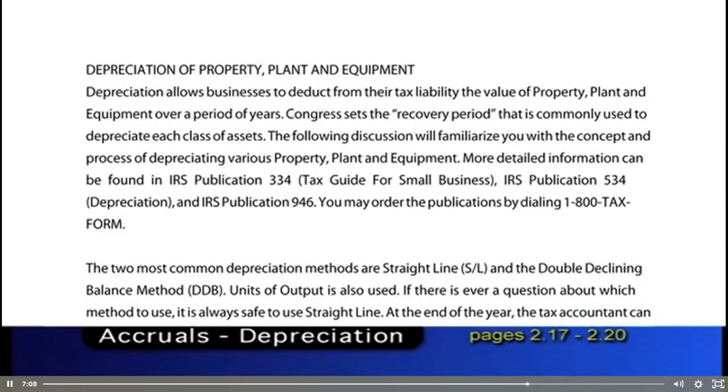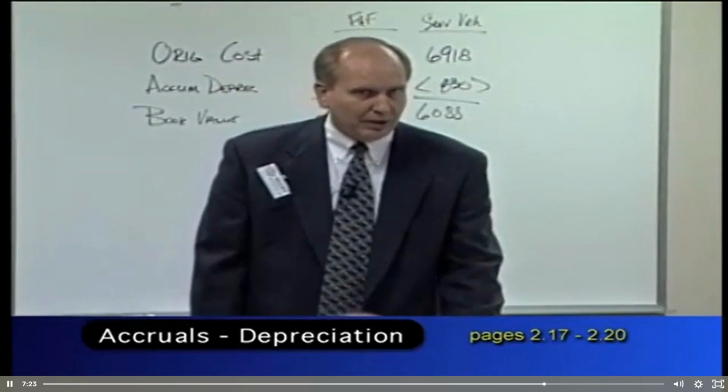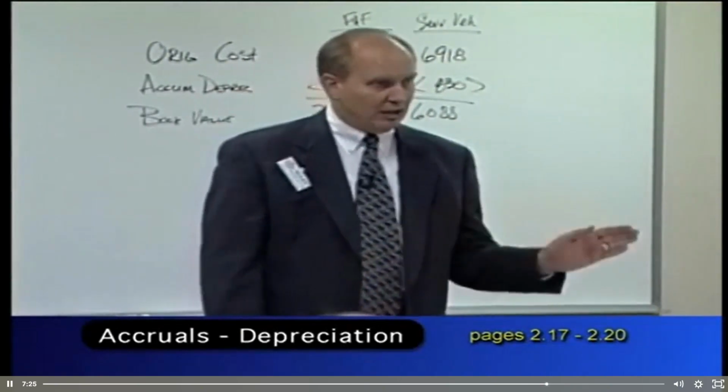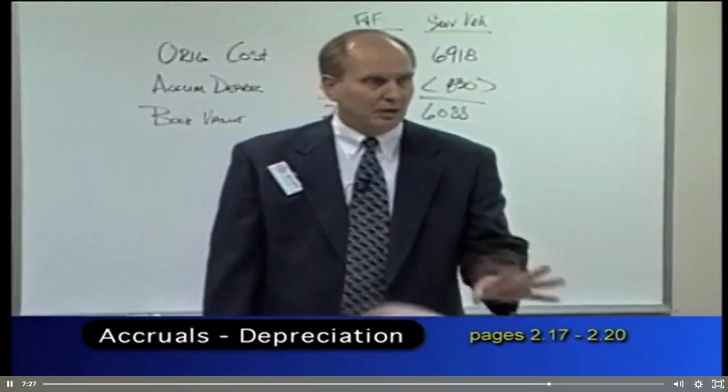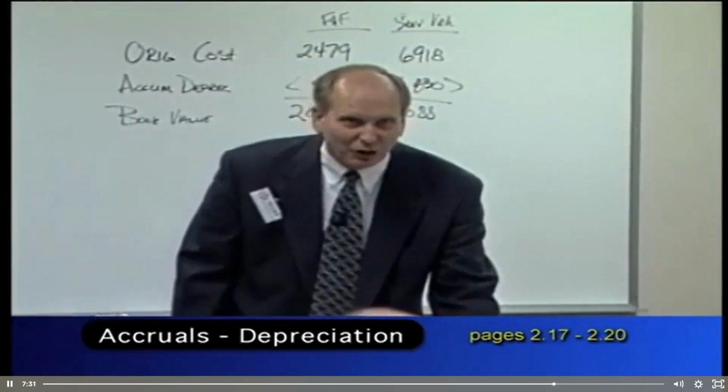If you'll look at page number 217 up at the top, you'll notice at the end of the paragraph it says, more detailed information can be found in IRS Publications 334, Publication 534, and Publication 946. Okay? This table at the bottom of that page does not cover all assets. Give you an example. Where would carnival equipment fall? It doesn't show, does it?